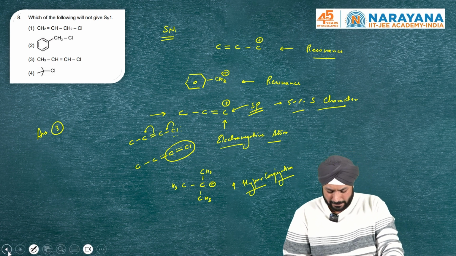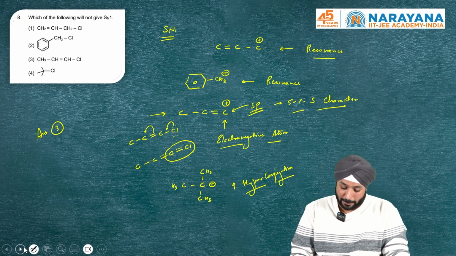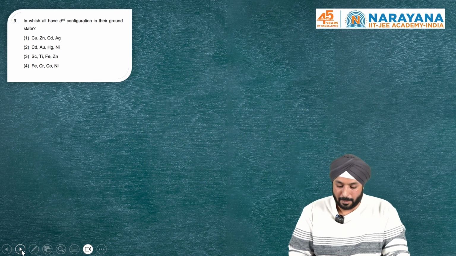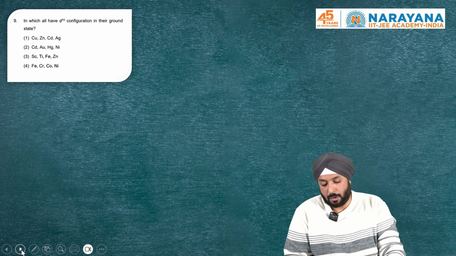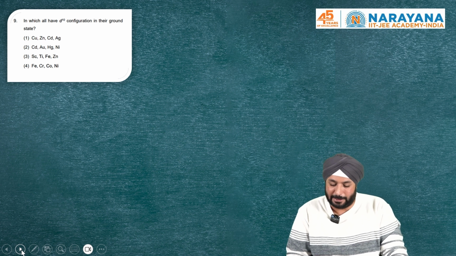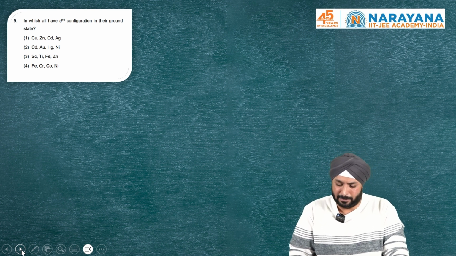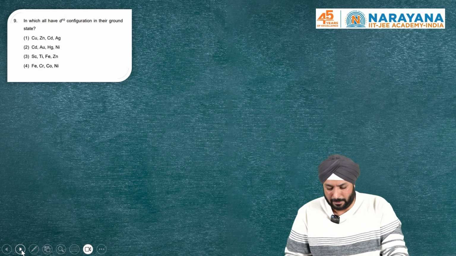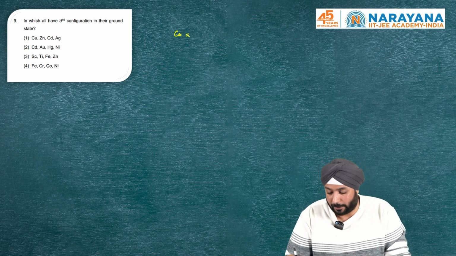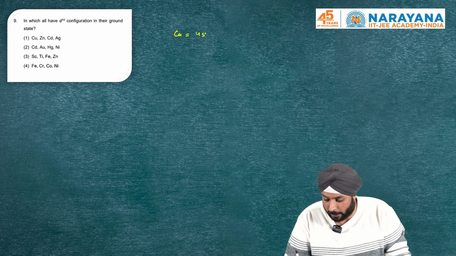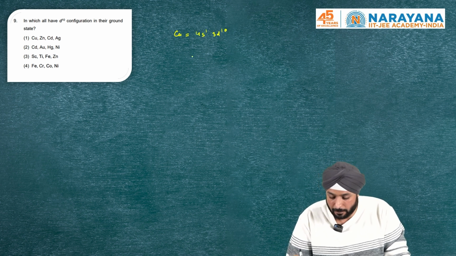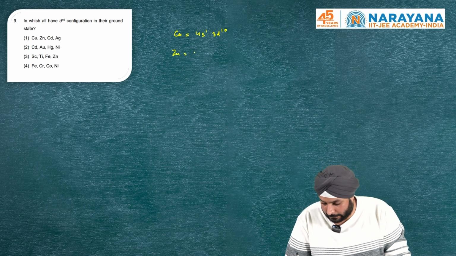Simple question, right? So we'll move ahead to question number 9, in which all have d10 configuration in the ground state. If you just go through the options, you'll get a clear idea. Even within 10 seconds, you'll come to know the answer is option number 1. Now, why option number 1? Copper. What is the electronic configuration of copper? That is 4s1 3d10. Zinc, that is 4s2 3d10.